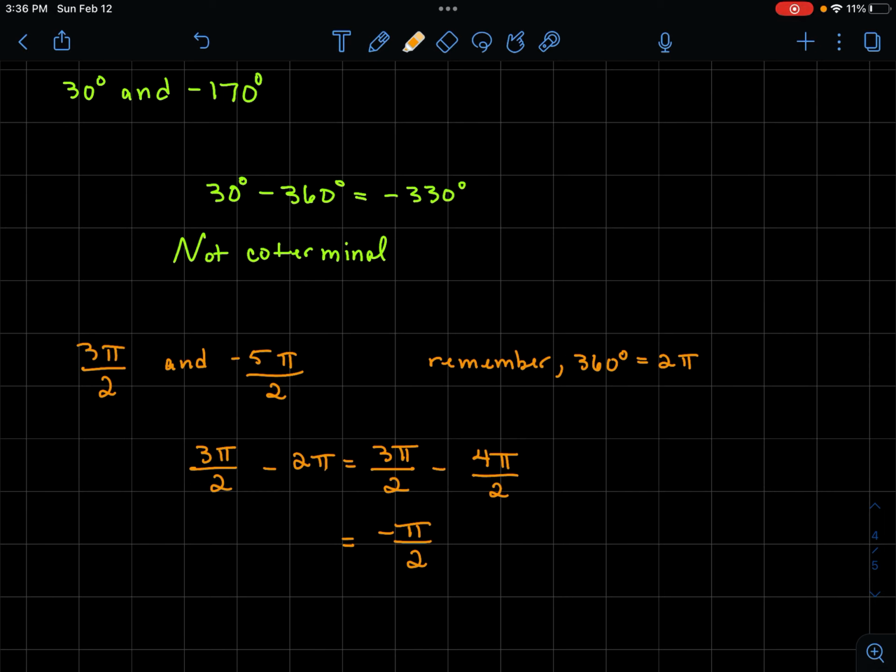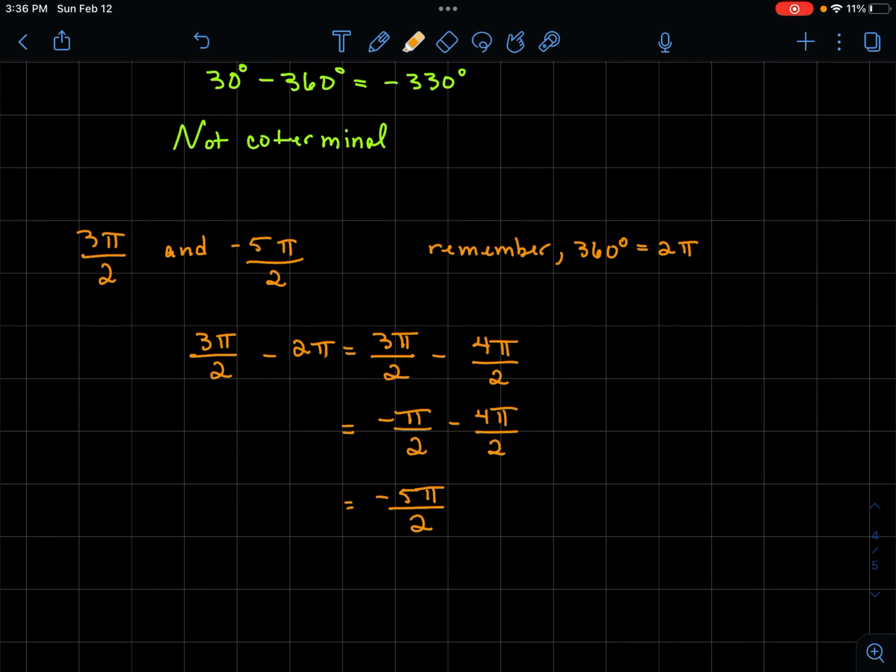Now you might say, well, that's not negative 5 pi over 2, then you could say that they're not coterminal. But here's the problem. Negative pi over 2 is larger than negative 5 pi over 2. So let's subtract another revolution of 2 pi, because coterminals go on forever. Let's subtract another 2 pi, or 4 pi over 2. Then what you'll see here is that negative pi over 2 minus 4 pi over 2 is negative 5 pi over 2, and we do end up at this angle here.